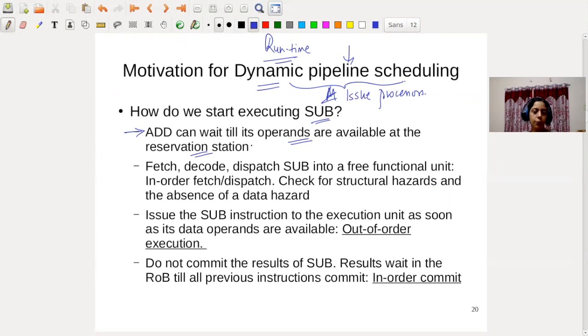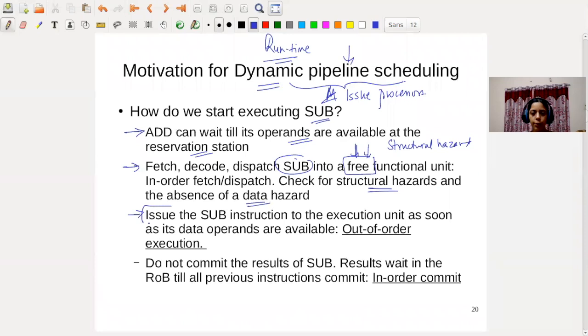So what is the structure of the reservation station? What is the structure of the ROB? I'll describe that in the coming lectures. Then we fetched, decode, and dispatch sub into a free functional unit. So this is important. You should not have a structural hazard. So if the functional unit is free, we are going to issue the instruction, which is independent. And like I mentioned here, we check for structural hazards and if there is an absence of the data hazard. And then finally, we are going to issue the sub instruction.